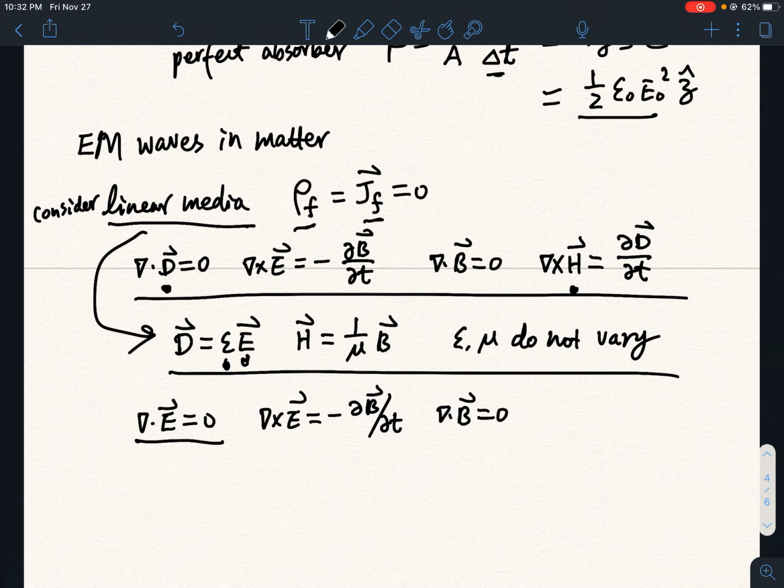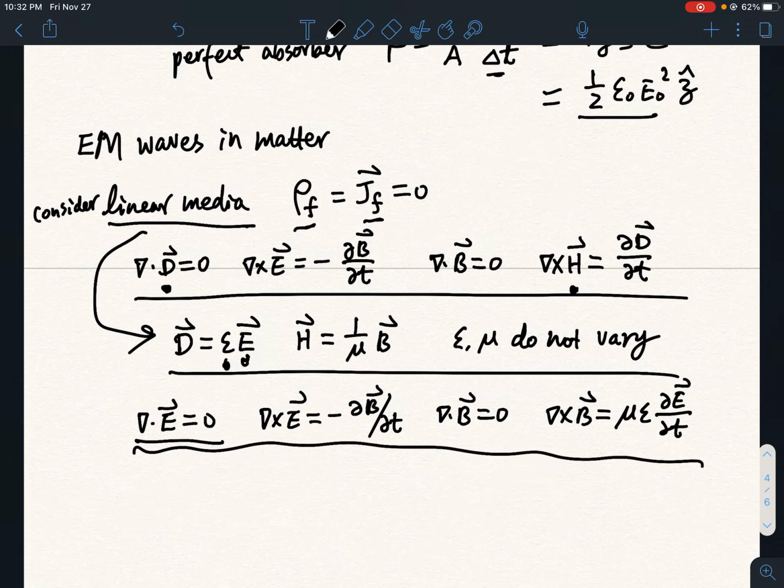Del dot B is also the same, and this equation changes to mu epsilon partial E over partial t. So it becomes like that. If you look at the case that we derived for the vacuum case, the only difference is that previously we had mu 0, epsilon 0. Now we just have mu and epsilon. So previously mu 0 now becomes mu, and previously epsilon 0 becomes epsilon.